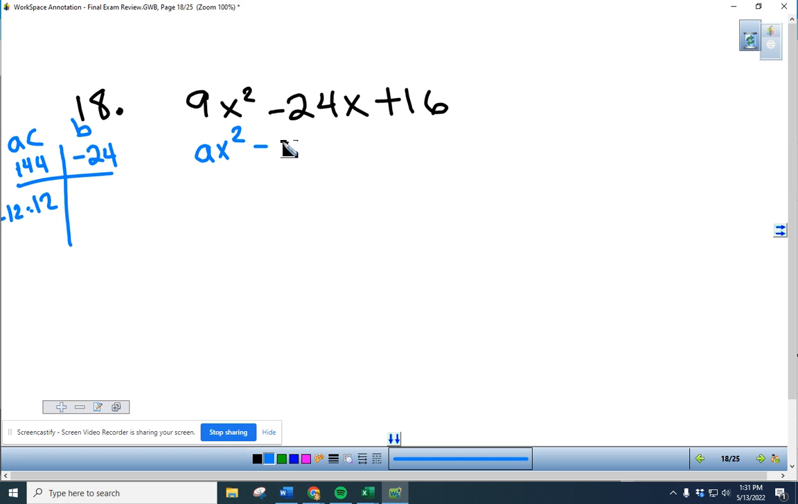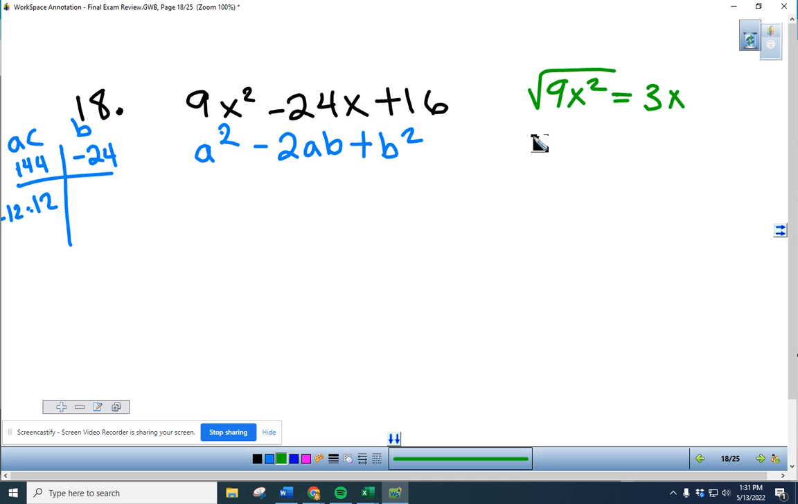Some of you guys are like, yeah, no, that's fine. Whatever, it's okay. So you're going to have a squared minus 2ab plus b squared. And I wonder if this works. So let's see what the square root of 9x squared is. I'm going to do this off over to the side. Sorry, guys. So the square root of 9x squared would be 3x. The square root of 16 is 4.